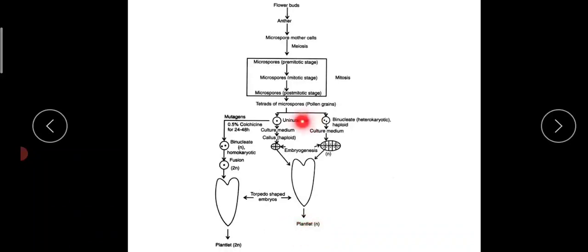These haploid nucleus or haploid microspores, they may be induced to form binucleate condition, homokaryotic binucleate, by a mutagen known as colchicine. So colchicine treatment makes them binucleate, and these both nucleus fuse to form a diploid cell, and this diploid cell undergoes again division and forms callus, and from that callus embryos are formed. That embryos will be formed, regenerated to a plant. So this is the overall process happening.